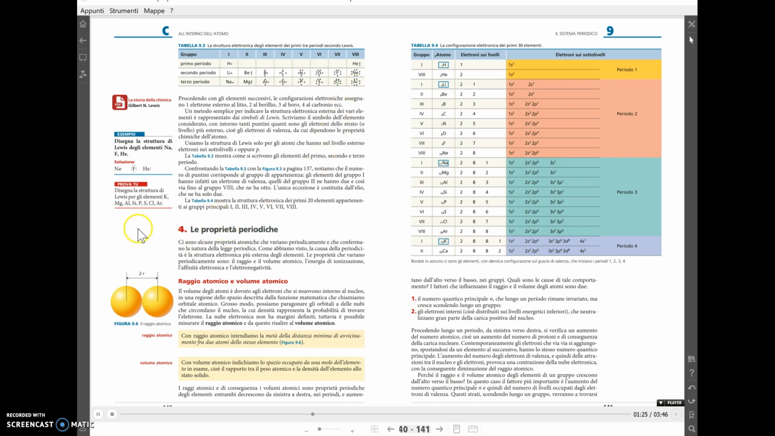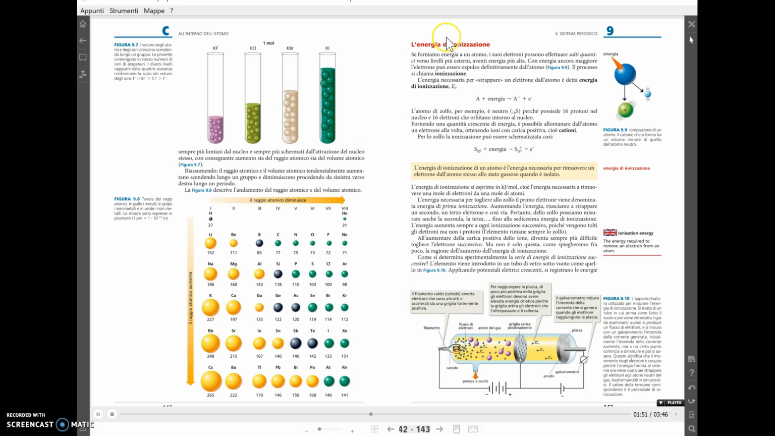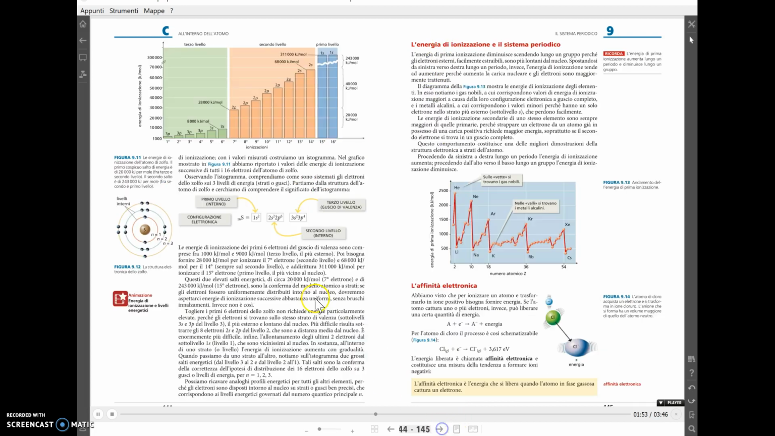Lewis structures, or electron dot structures, are simple diagrams that represent the electronic structure of the s and p orbitals in the valence level. D. Periodic properties. The properties of elements vary regularly through the table due to the periodic variation of the electron structure. These properties are atomic radius and volume, ionization energy, electron affinity, and electronegativity.